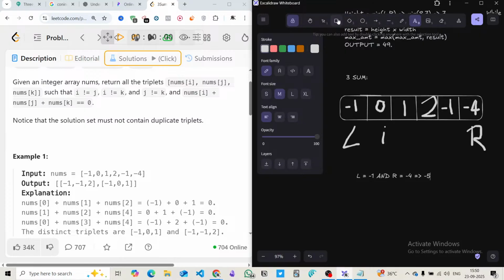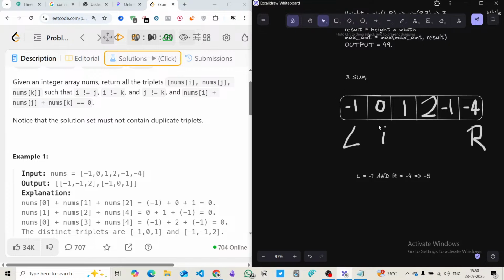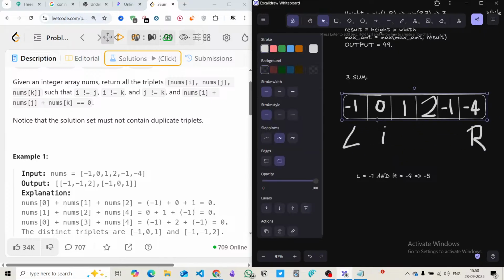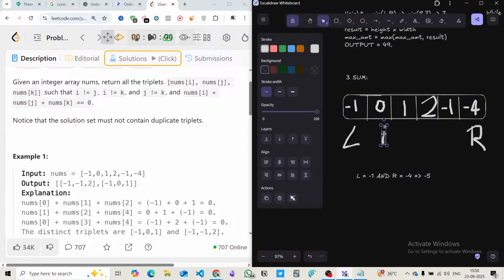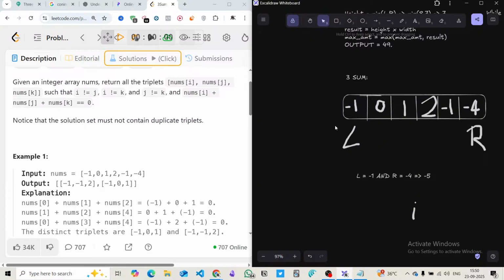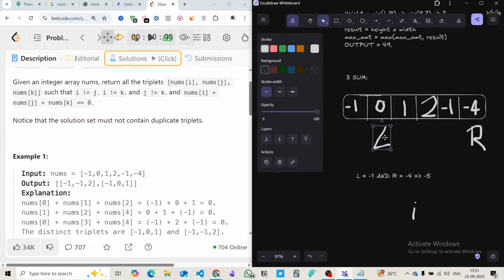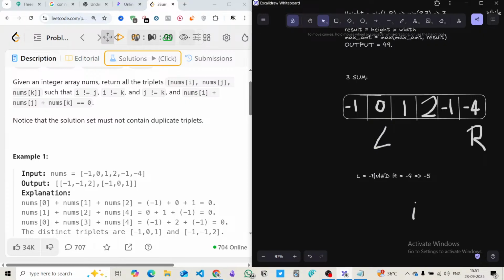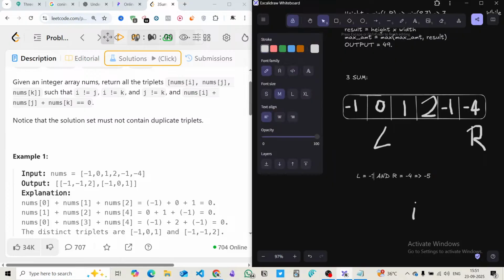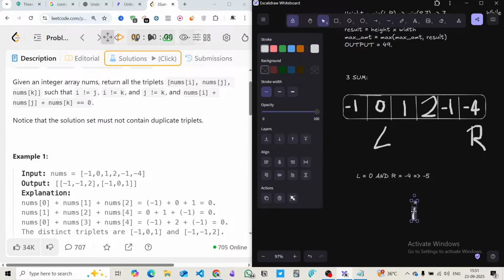Okay, we just try to iterate. So we took the I pointer out, then we move L as of now. Then L is 0 now, and R is -4 only. From the I pointer, we need to iterate whether we have +4 or not. So we don't have +4.